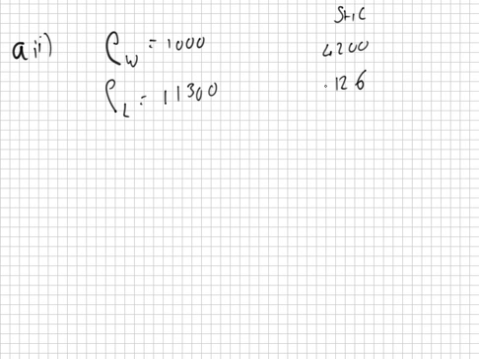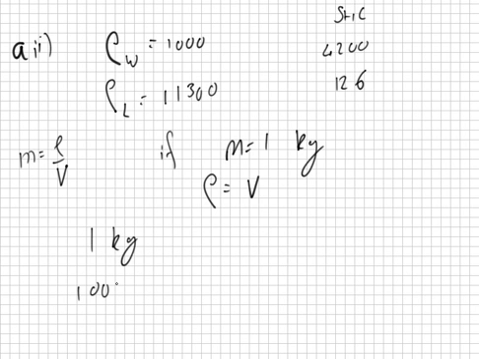Okay? So you know mass is density over volume. So if I have 1 kilogram, then you can get a bit simpler formula here. Density equals volume if it's 1 kilogram. You just have to change the units. So for example, if I have 1 kilogram of water, that means I have 1,000 kilograms per meter cubed.